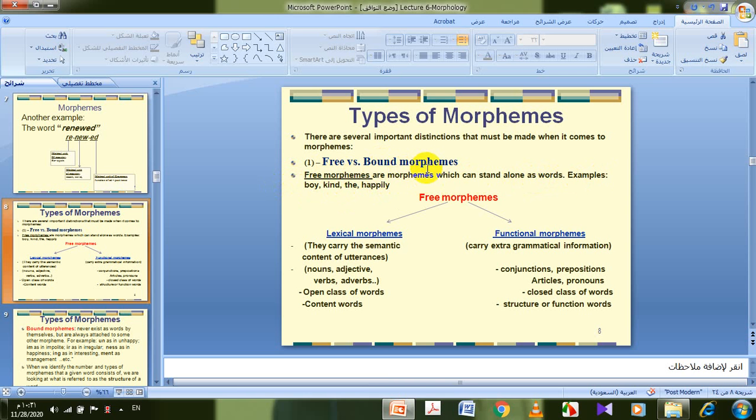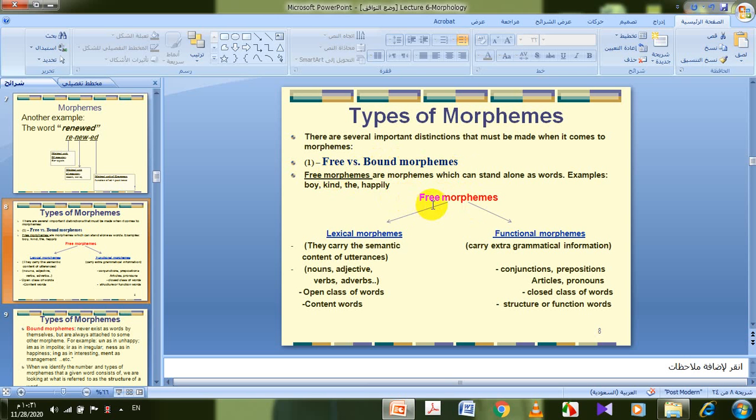However, bound morphemes. Bound, as the name suggests, means attached to something else. Those morphemes cannot be used alone. They need to be attached to other morphemes. So we have free morphemes and bound morphemes. But here it talks about free morphemes.